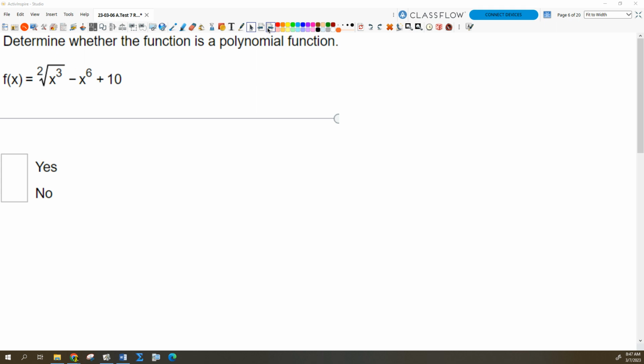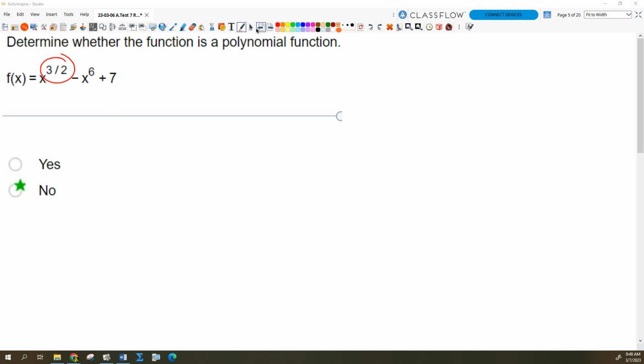How about that one? What looks weird about that, everybody? Yeah, we got some kind of a weird thing going on with the variable there, right? We have a square root of x cubed. We can't do that stuff, right? The x has to be by itself to a power. Can't be inside a radical. So there's our red flag.